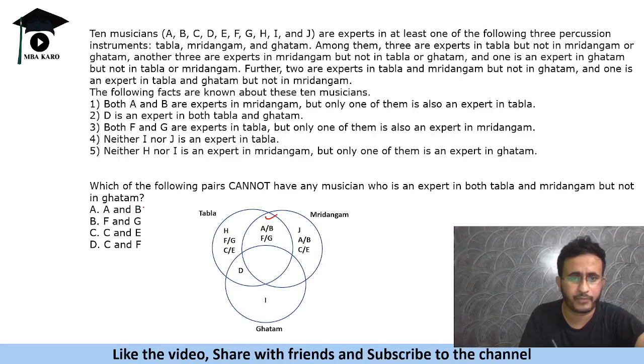So A and B possible, right? One of them has to be an expert in both. F and G, one of them has to be an expert. C and E is such a pair, because they cannot be experts in both, right? Either one of them will be an expert in tabla, and one of them will be an expert in mridangam. Now talking about C and F, for C we know that C is not an expert in both. C can be an expert in only one of them, but F can be an expert in both. So the answer would be C. It was just about eliminating the possibilities and answering this question.